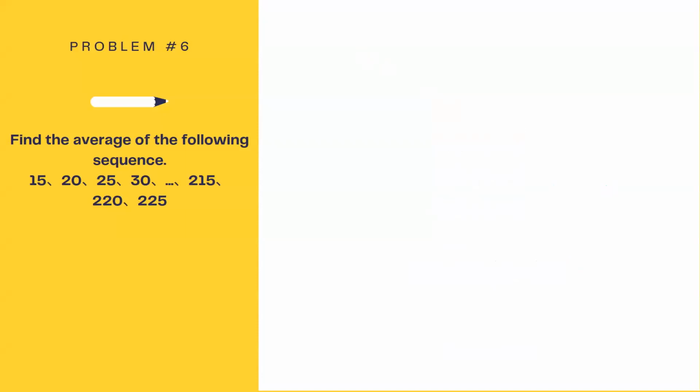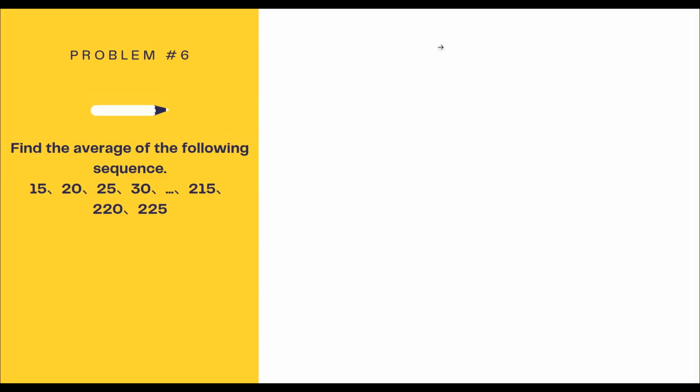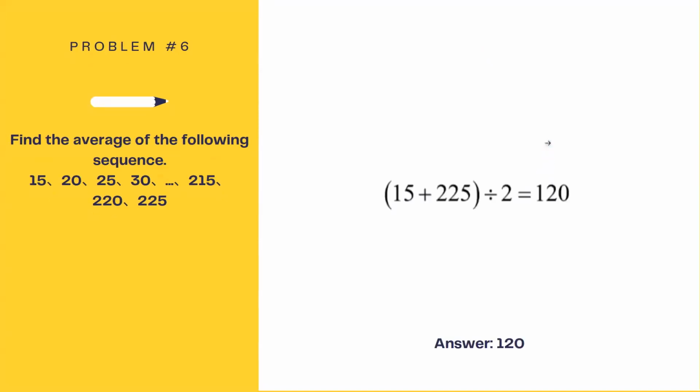Find the average of the following sequence: 15, 20, 25, 30, up until 215, 220, and 225. What do you think is the answer? Most of you answered 120. So let's see. Yeah, the answer is 120.